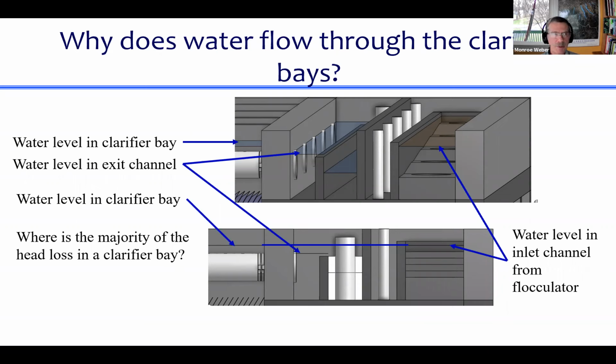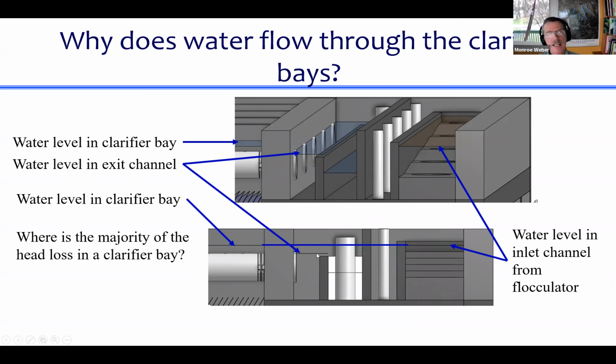I'd have to go back and look. It's probably on the order of a millimeter of head loss between the inlet manifold and getting it into the clarifier bay. So that's why that last blue line is horizontal, why there's no significant change in elevation between what's in the inlet channel and what's inside the clarifier bay. So water can get between those two points by going through pipes and diffusers and plate settlers, and there's no significant head loss.